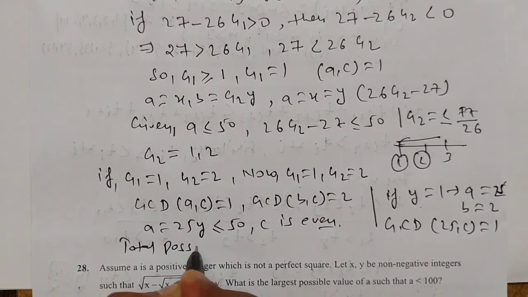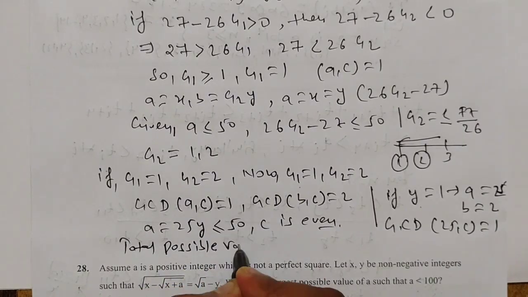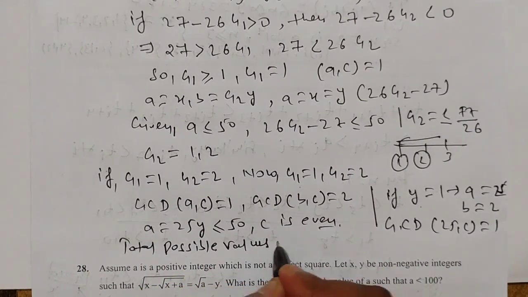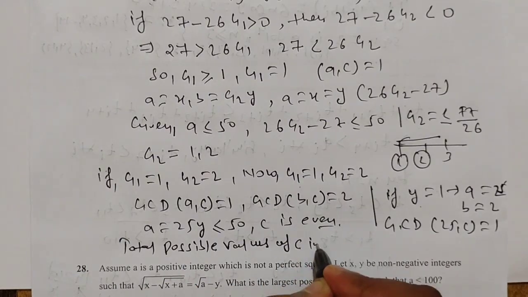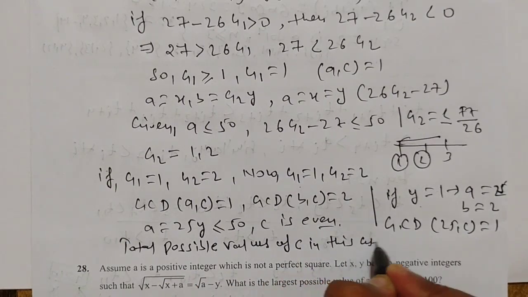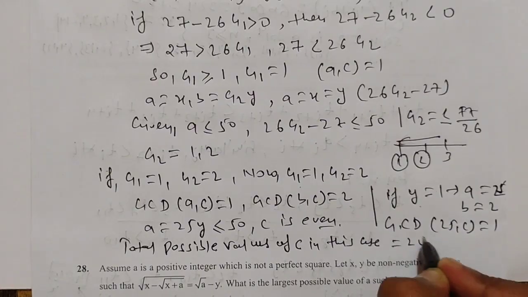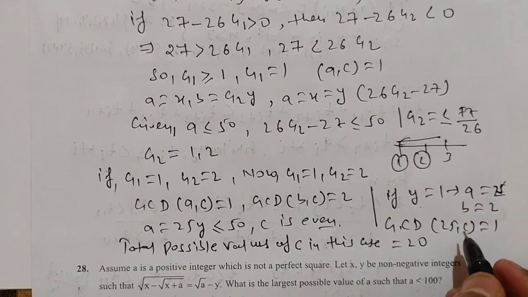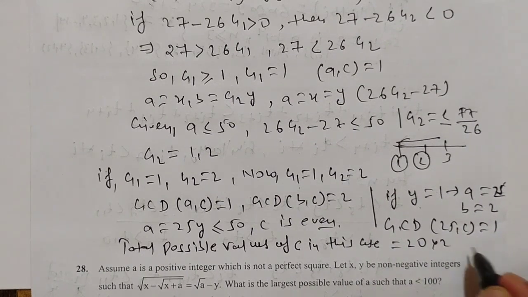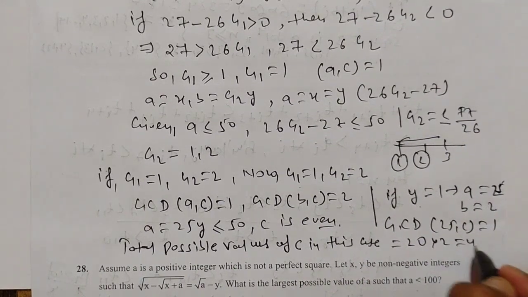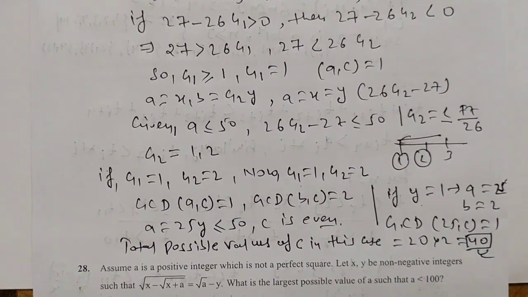the total possible values of C in this case will be 20, and after reversing A and B we'll get 20 more cases. So we have 20 into 2 is equal to 40. So we have a total of 40 cases here.